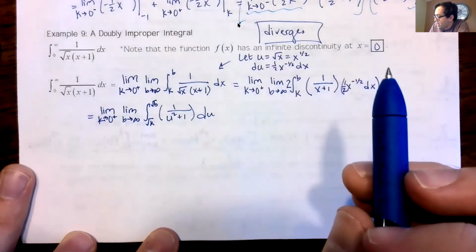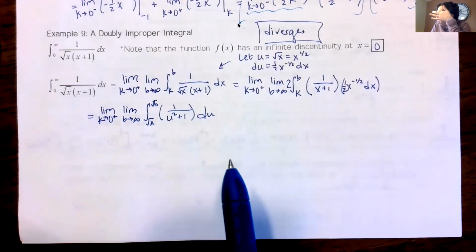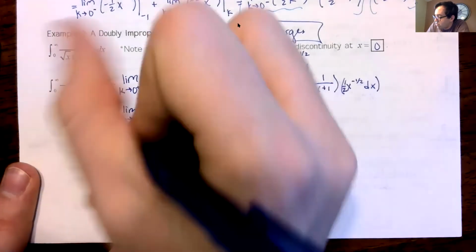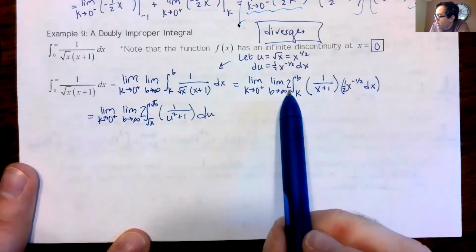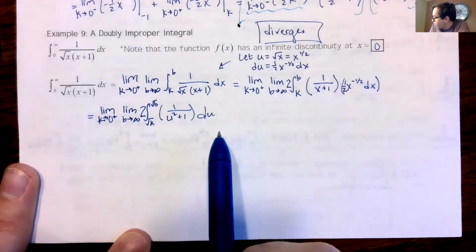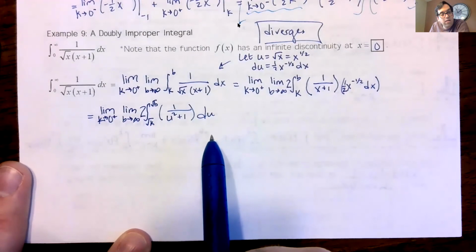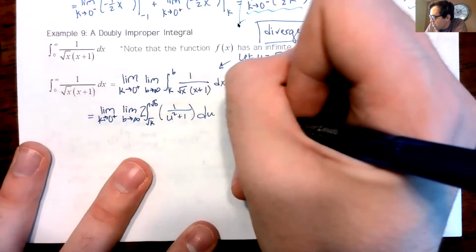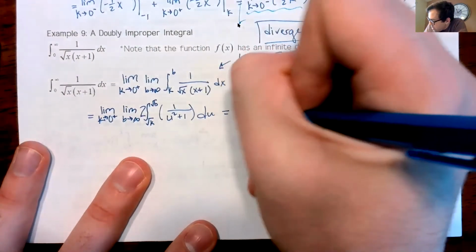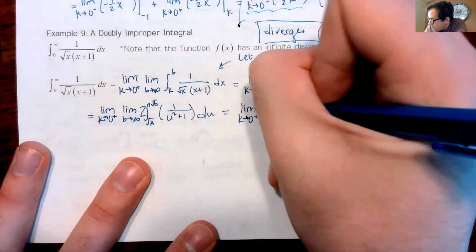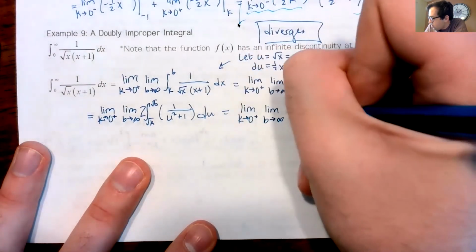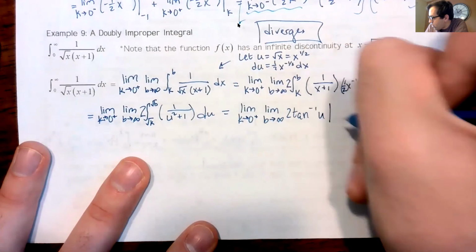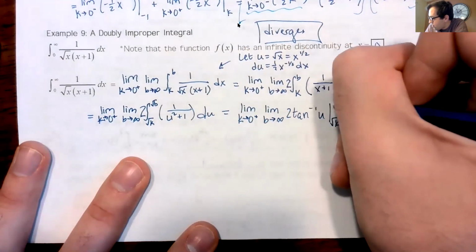Okay, so next step, 1 over u squared plus 1. Oh my gosh, wait a second, I forgot about my 2. Let me make sure I include that 2 in here. That 2 didn't go away. So 1 over u squared plus 1 is, I believe, once again, arctan. So this can now become the limit as k approaches 0 from the right and the limit as b approaches infinity of 2 tangent inverse of u evaluated from the square root of k to the square root of b.